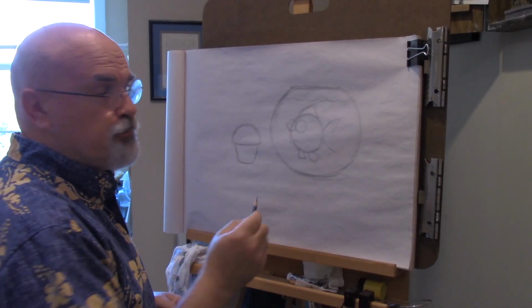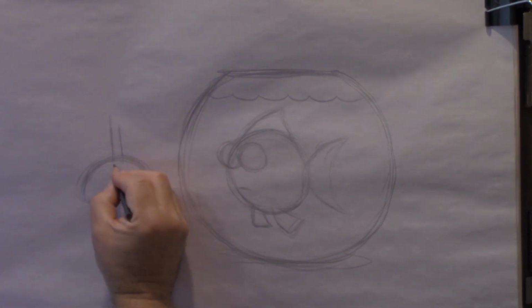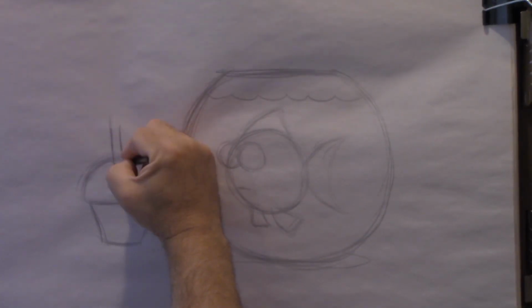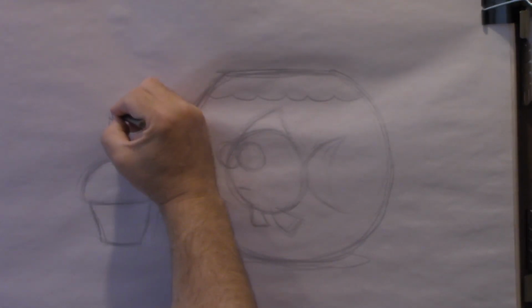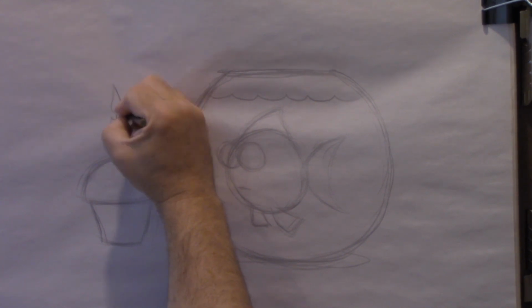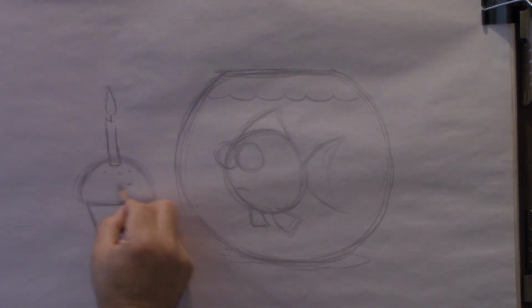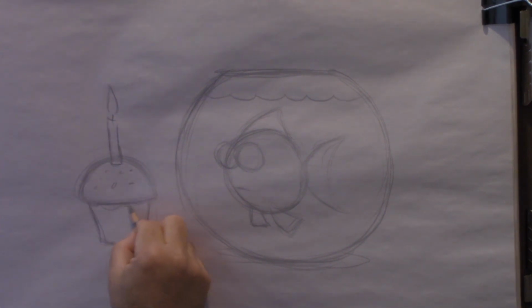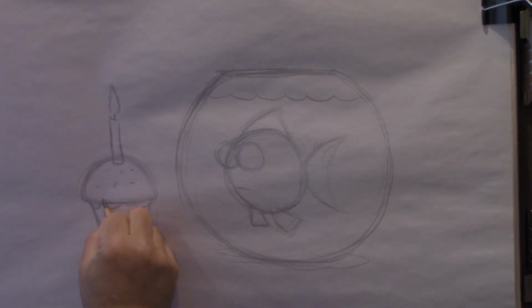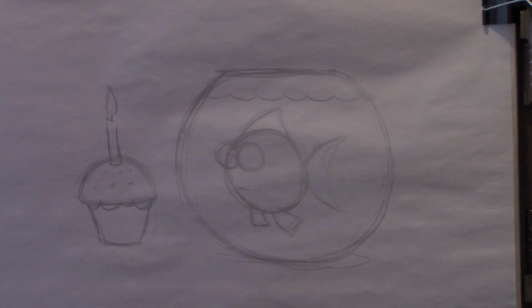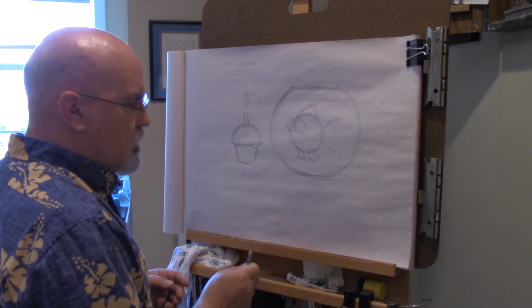And of course it's a birthday cake, so it's got to have a candle. A candle is a cylinder, and like that, and it's got a little wick and this little teardrop shape for the flame. Some sprinkles on the top. And I'm going to put some little scallops on the bottom here because the frosting is gooey, so it's got these little drips. Some of them are big and some are little. So we've got the birthday cake with a candle and a goldfish inside his bowl.